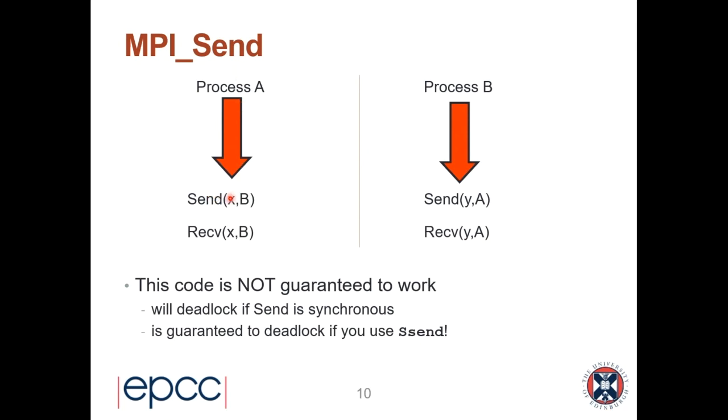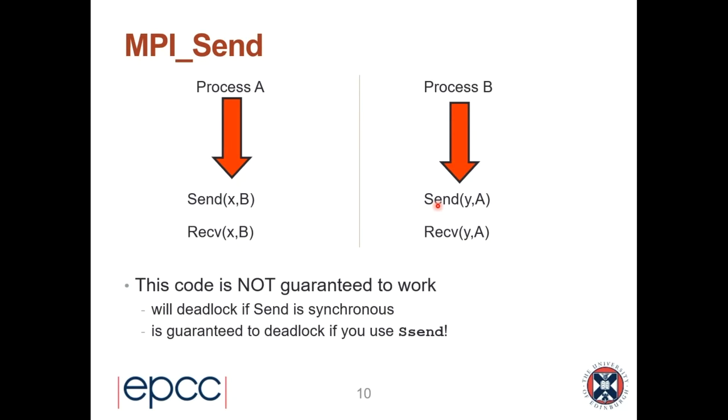Because process A is saying, I am going to wait for process B to issue a receive because I'm using synchronous send. Process B is waiting for process A to issue a receive, and neither of them get to the receive. You're in this catch-22. You're both phoning each other and saying, why are they engaged? So this code is not guaranteed to work. It's guaranteed to deadlock if send is synchronous. Therefore, it might deadlock. You don't know. For small messages, you're probably okay. For large messages, you're probably not.